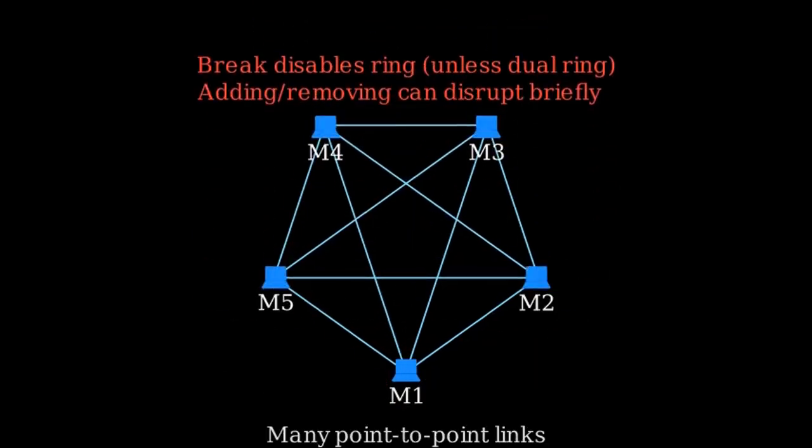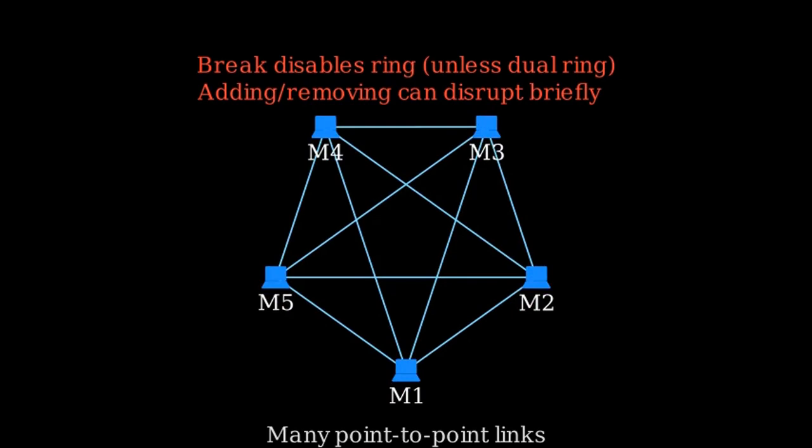4. Mesh topology. Every device has direct links to many others in a full mesh to all devices or in a partial mesh to a subset. Advantages: high redundancy and alternate paths with no single point of failure in a full mesh. Disadvantages: very expensive and complex to cable and less scalable as the network grows.